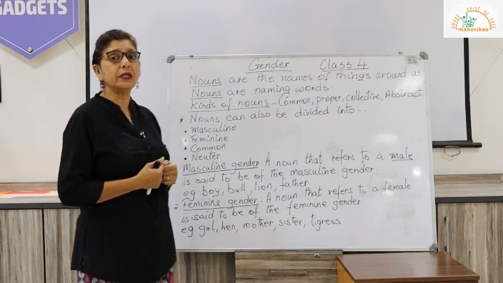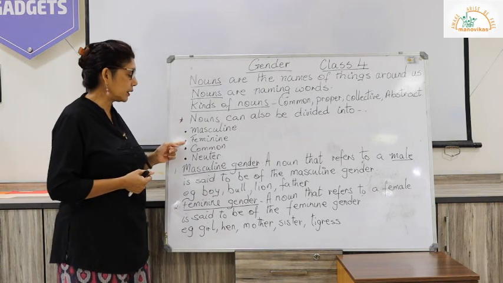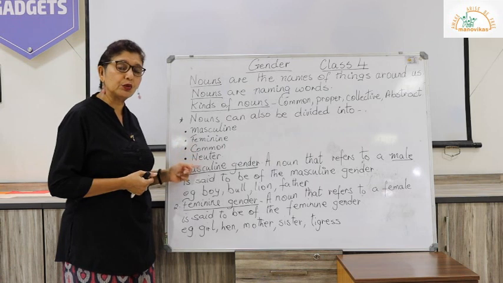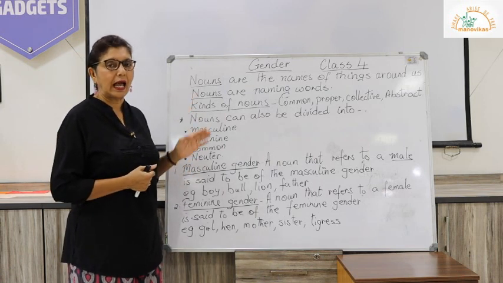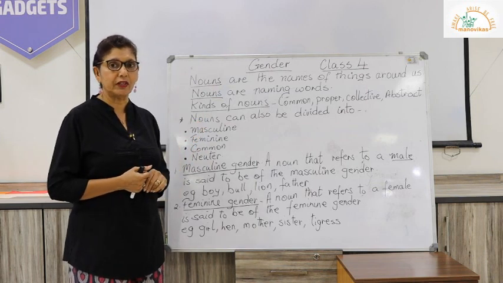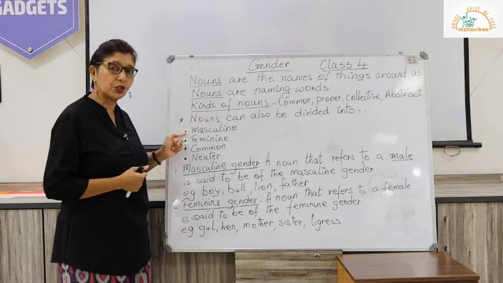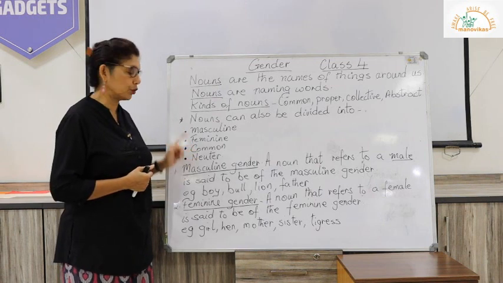Nouns can also be divided into masculine, feminine, common and neuter gender. So now we are going to do gender, and nouns can be divided into 4 kinds of genders. What are they? Masculine, feminine, common and neuter.